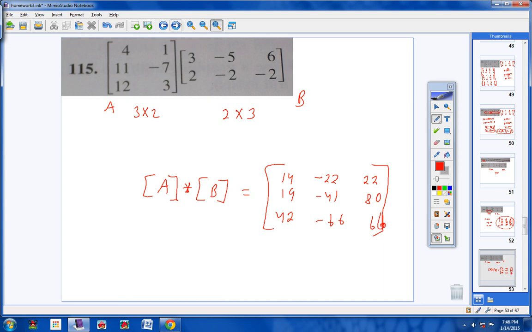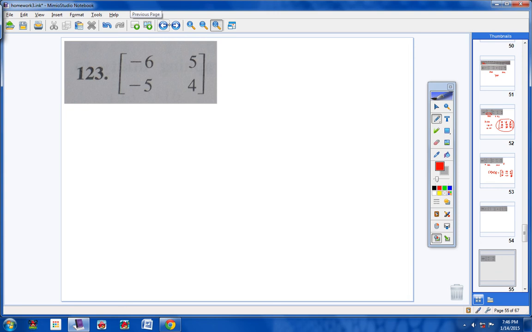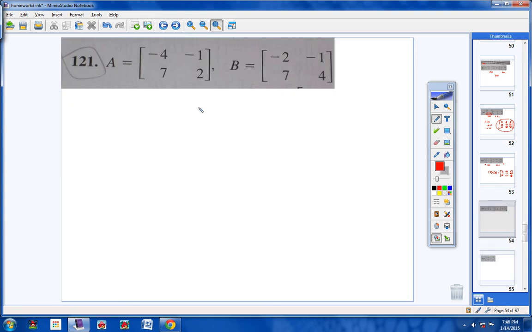Alright, moving on to number 121. The directions say to, hold on one second, let me turn over to the right page. Okay, the directions say to show that B is an inverse of A, okay? And that's probably by multiplication, I would have to assume. So, yeah, we're going to multiply these together and see if we get out the identity matrix.